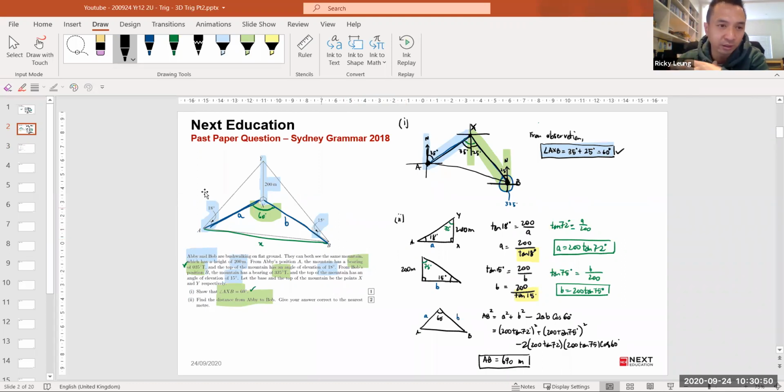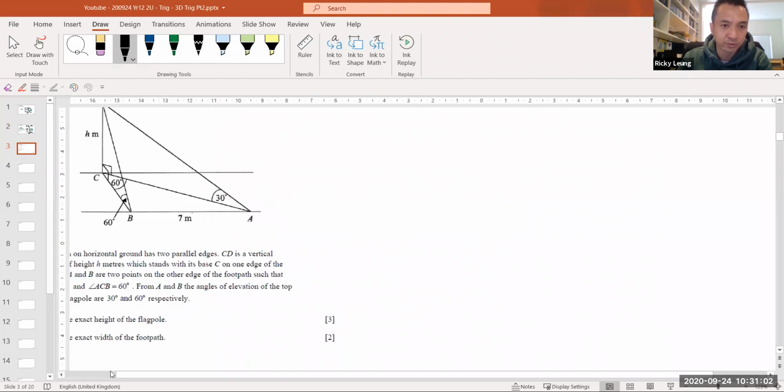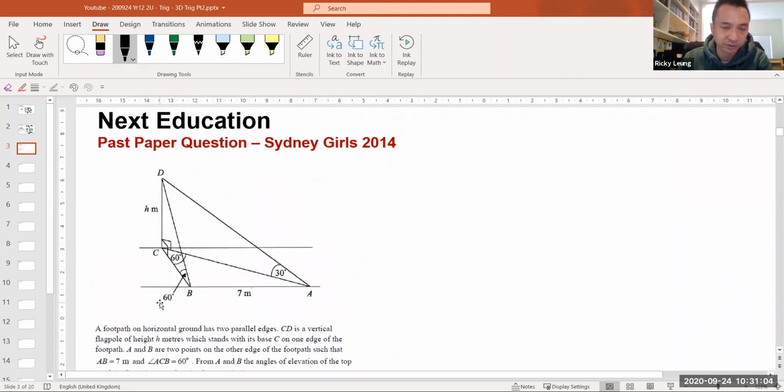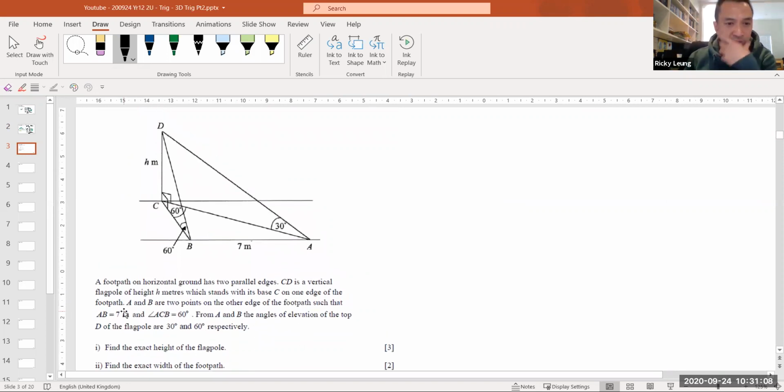It's a question from Sydney Girls. Part 1 fits the framework, and then part 2 has a little bit more, and students can easily lose marks for it. So from Sydney Girls, 2014. Once again, there's a bit of context. Let's see.